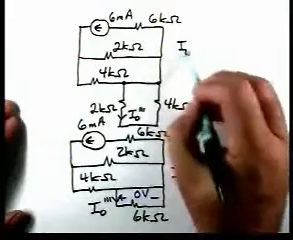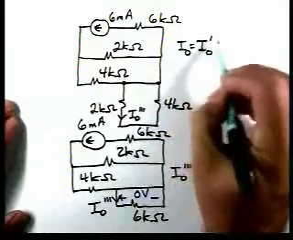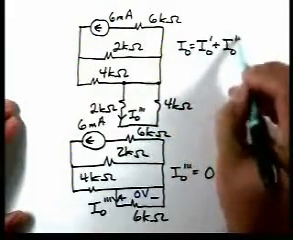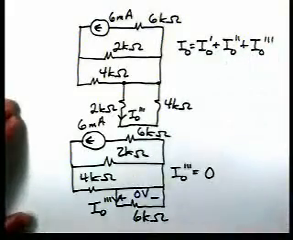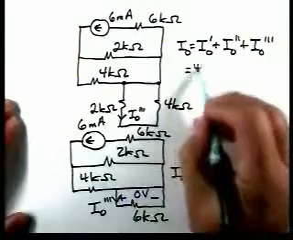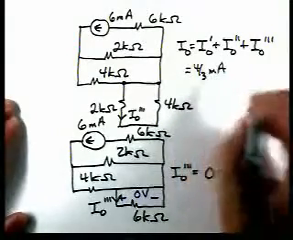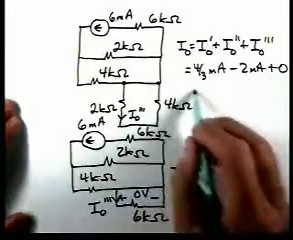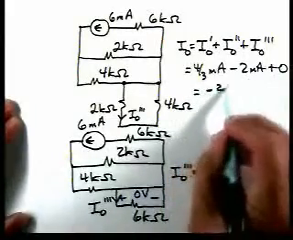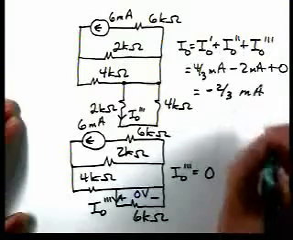So with all sources active at the same time, this would be our answer. So we'll have 4/3 of a milliamp minus 2 milliamps plus 0. And that tells us that I0 is minus 2/3 of a milliamp.